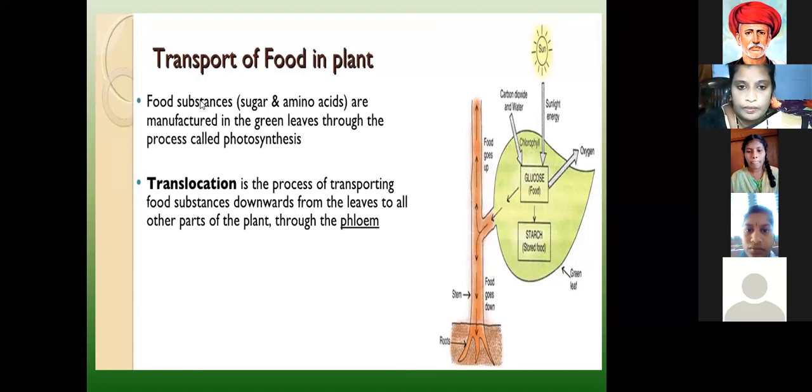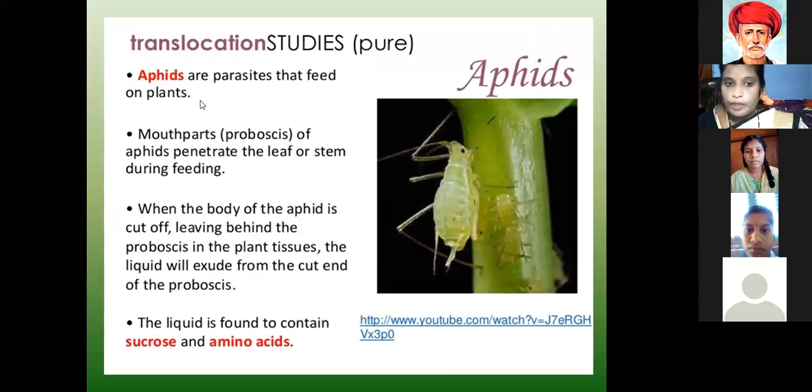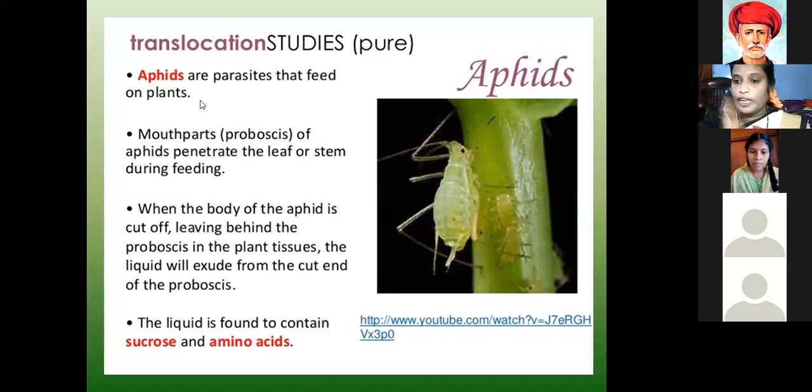Next, in translocation, what are aphids? Aphids are a kind of parasite. Aphids depend on others for food. Aphids are parasites that feed only on plants. That means they fall on the plants, suck the food materials and take them, and that is how they get their food.